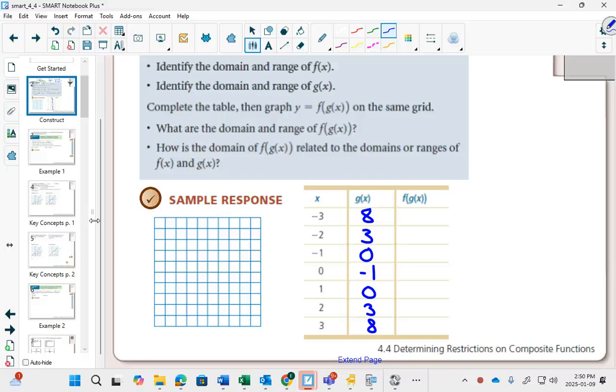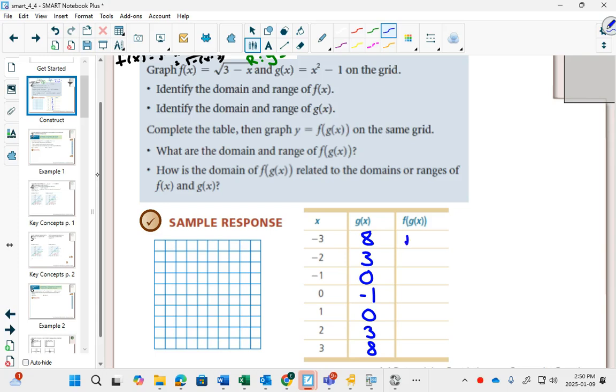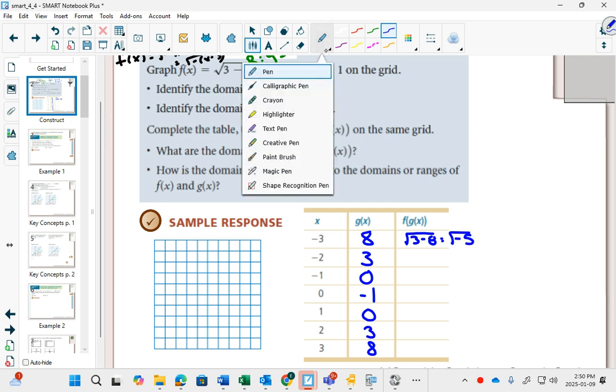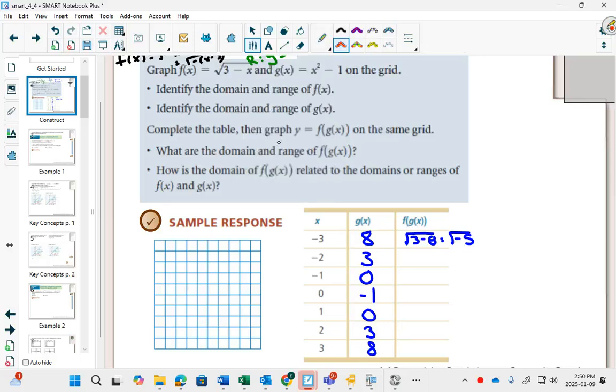Then f of g of x. Well, now we would do, since g of negative 3 is 8, we now do f of 8. And if I plug in 8 into my equation, that would be the square root of 3 minus 8, which is equal to the square root of negative 5. Uh-oh. Got a little bit of smoke. That would be bad. That would explode.